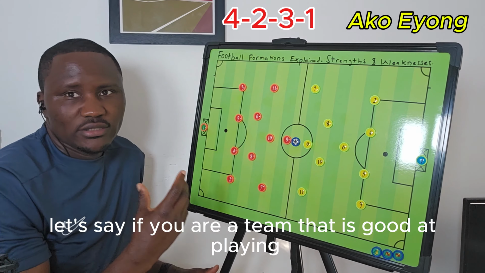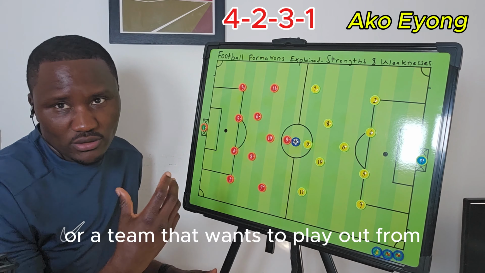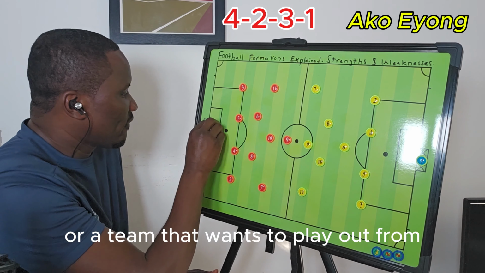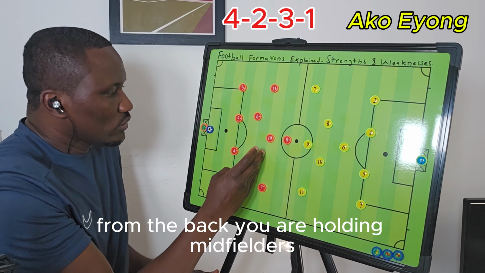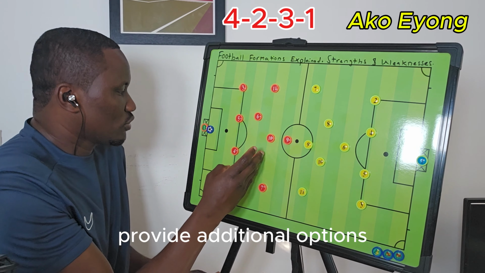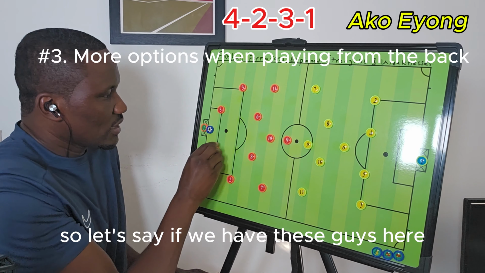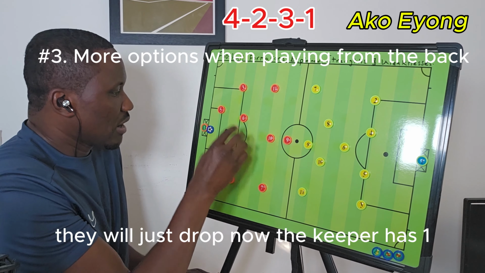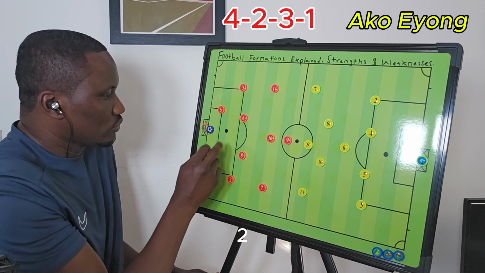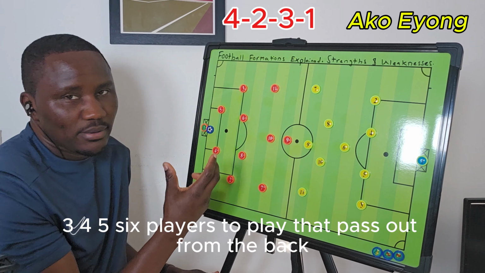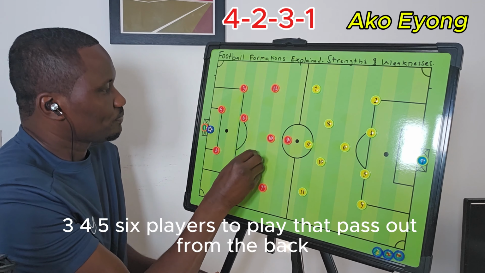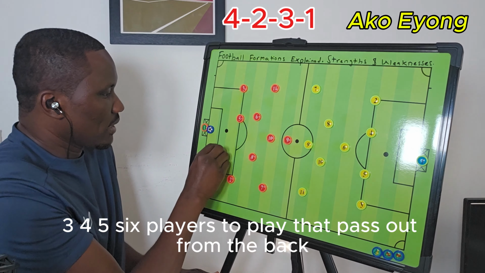Thirdly, if you are a team that wants to play out from the back, your holding midfielders provide additional options for the keeper to play that pass to. Let's say if we have these guys here, they will just drop. Now the keeper has 1, 2, 3, 4, 5, 6 players to play that pass out from the back.